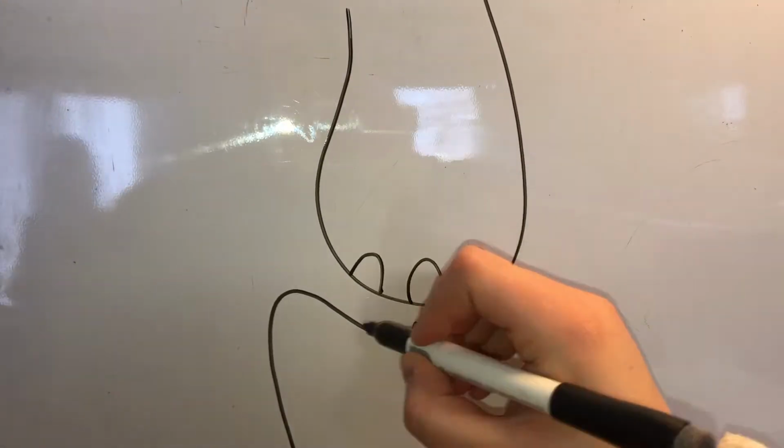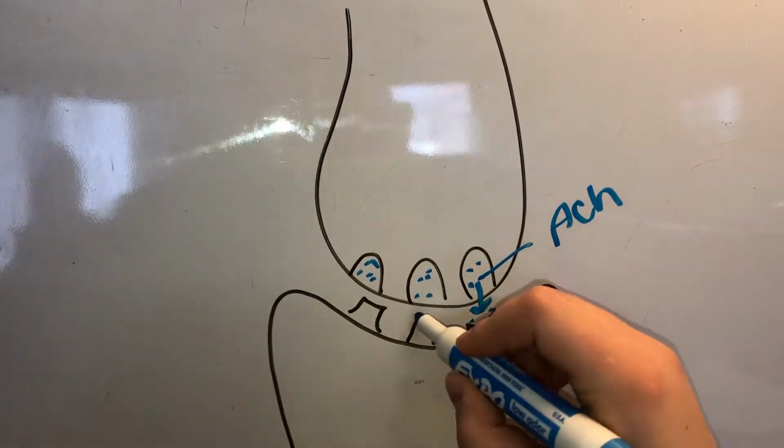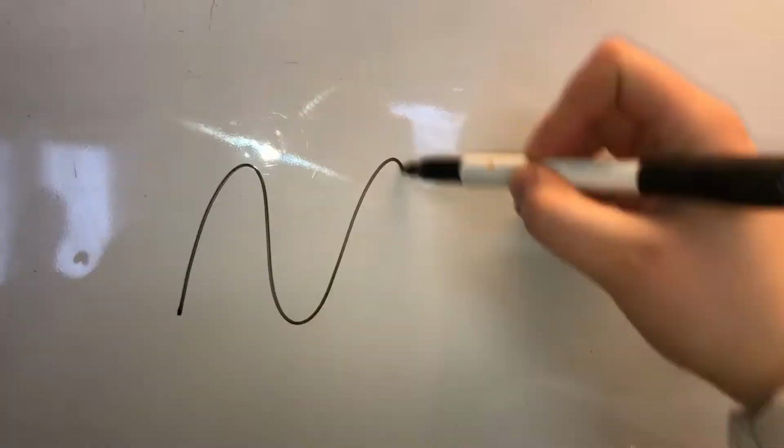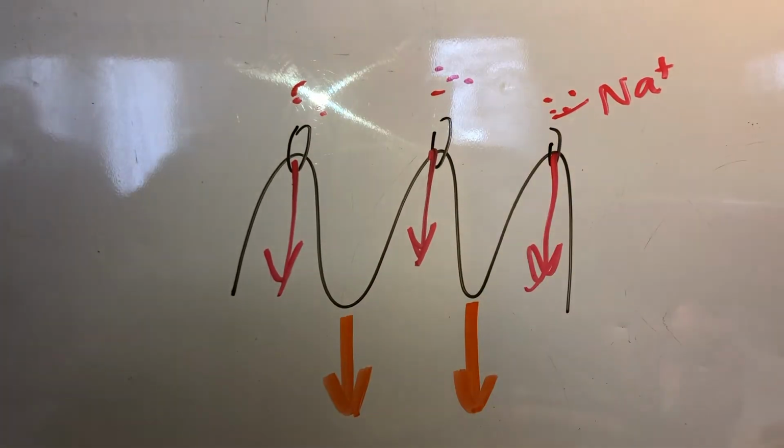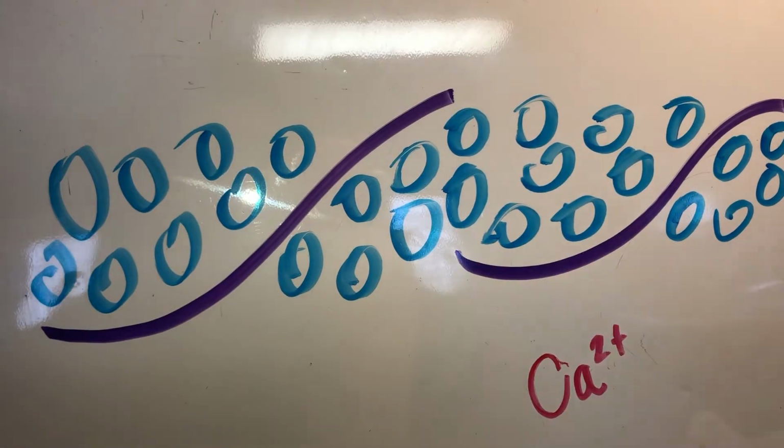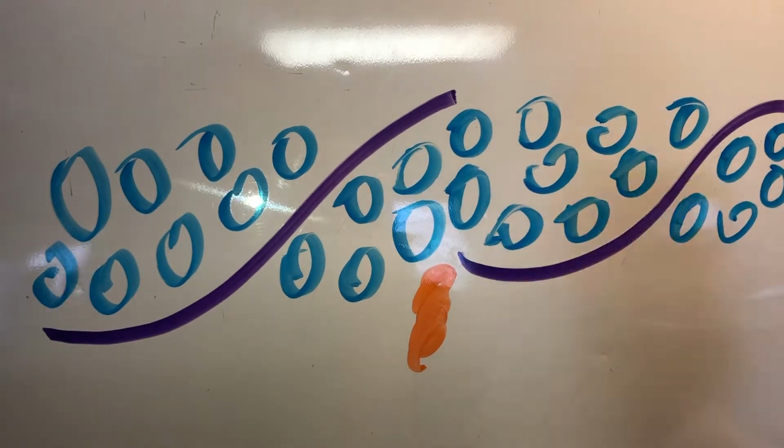The action potential arrives at the end of the motor neuron, and acetylcholine is released. Acetylcholine binds to receptors on motor end plates. Sodium then rushes into the muscle fibers. The muscle action potential travels up the T-tubules. The sarcoplasmic reticulum releases calcium.